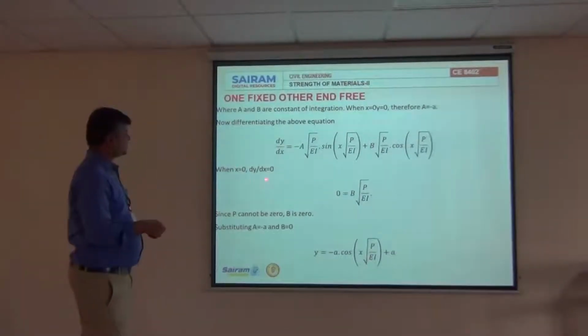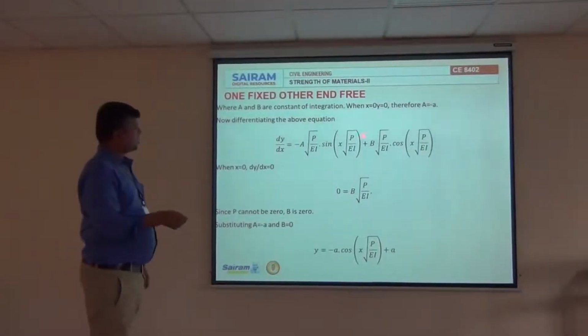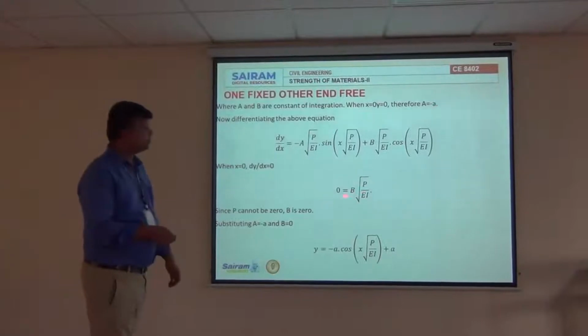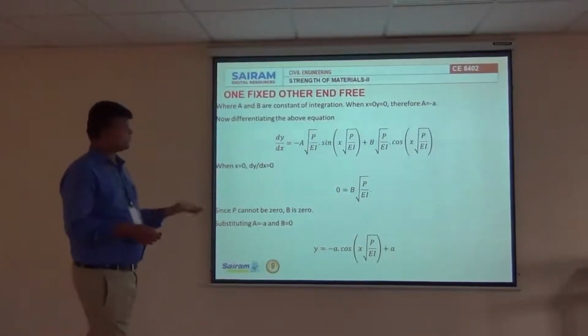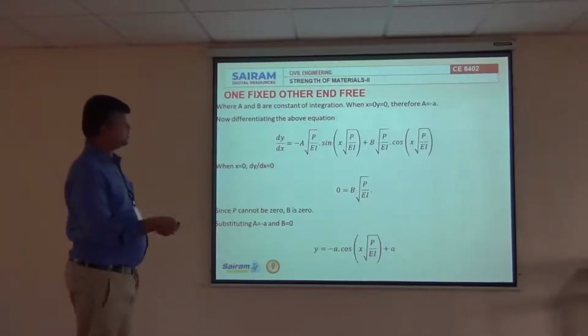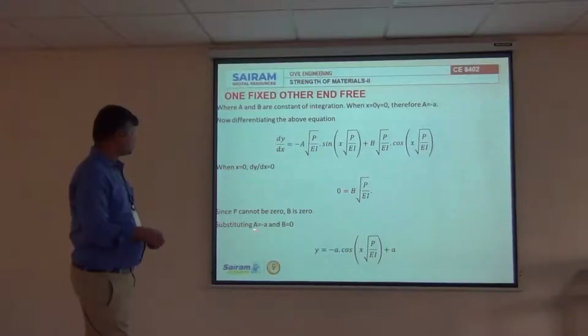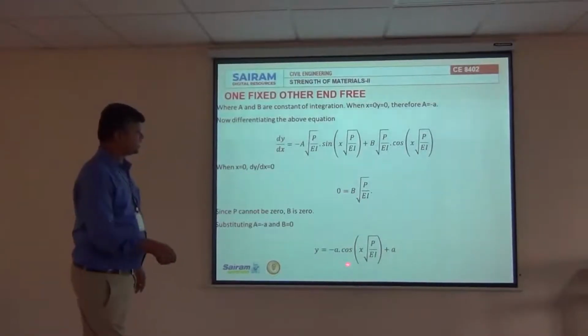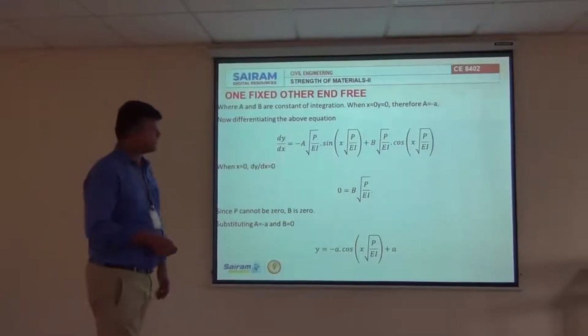So we are applying the next boundary condition at x equal to 0, dy by dx equal to 0. Since A has some value, we can put B as 0. In the previous case A was 0, so B had some value, and we equated and found that value. Now substituting the value of A, the equation is reduced to y equal to minus a into cos x root of P by EI plus a.